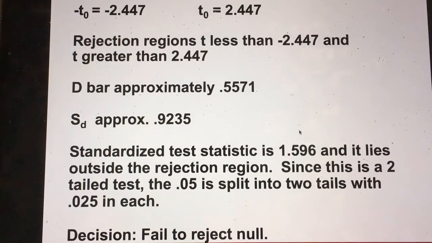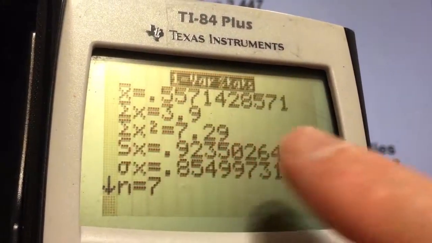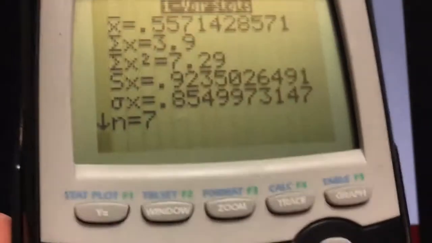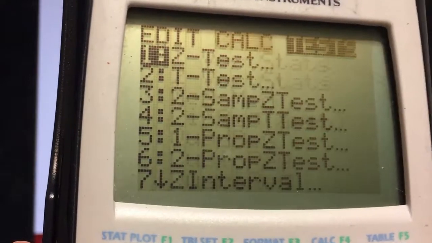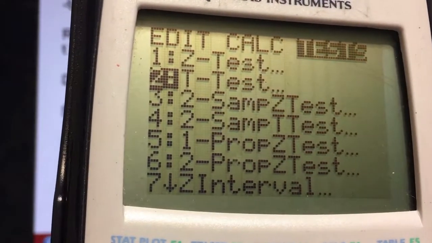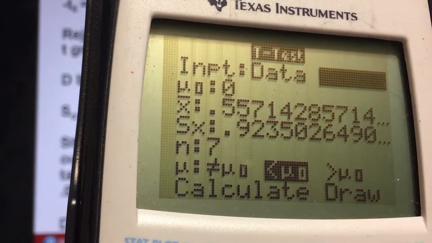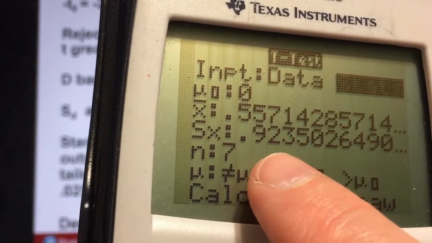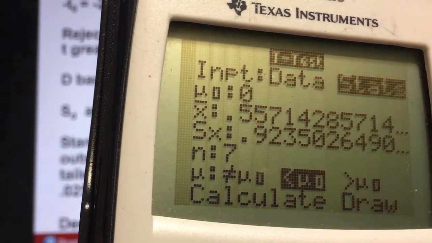So let's do that. So here was our one variable stats. Now, since we're done with the one variable stats, we're going to go here and do our stat and go over to test. And we're going to go down just one and do a T test and hit enter. And now, guess what? All of my data is there. That is my X bar. That is my standard deviation. My N is 7. My mu of D is listed as 0.